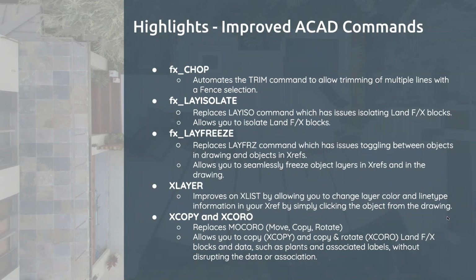And then we have Xcopy and Xcaro, which are two options for the Mokaro command in AutoCAD, which stands for move, copy, rotate. Xcopy allows you to copy Land F/X blocks and data, such as plants and associated labels, without disrupting the data association. The same goes for Xcaro, which allows you to copy and rotate those items without impeding on the connection of Land F/X objects and data.